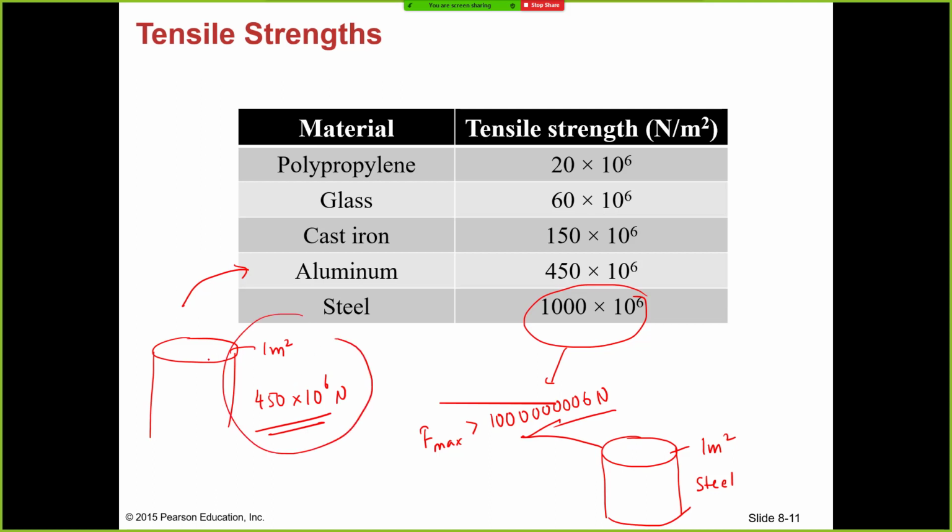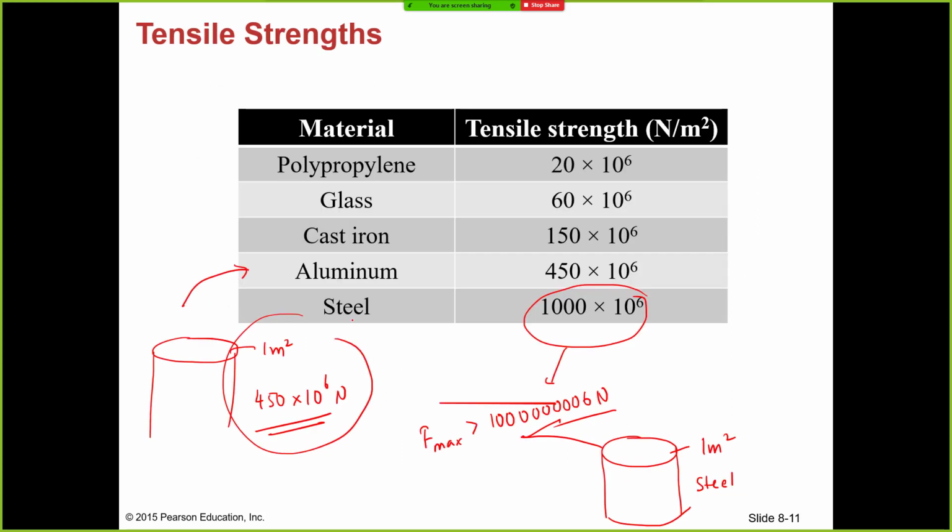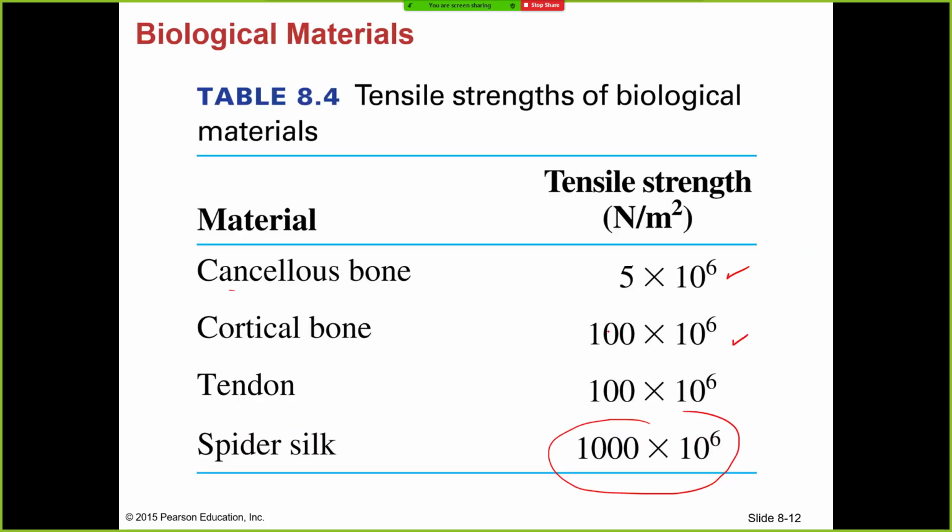So let's see some of the values of tensile strength for biological materials. These are some of the bones in our body. Cancellous bone has 5 times 10 to the 6 Newton per meter squared. Cortical bone has that. You see here the spider silk has the same tensile strength as that of steel. See how strong the spider silk is.